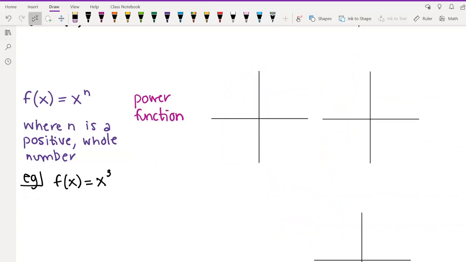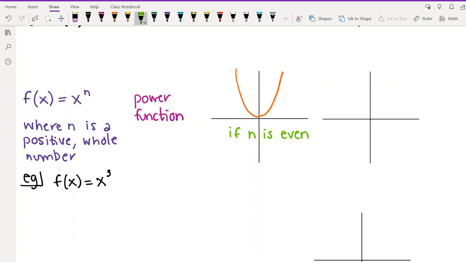I just want to start by sketching a graph here. So anytime you have x to the n, where n is an even number, your graph is going to look something like this. So this is what the graph will look like if n is even.